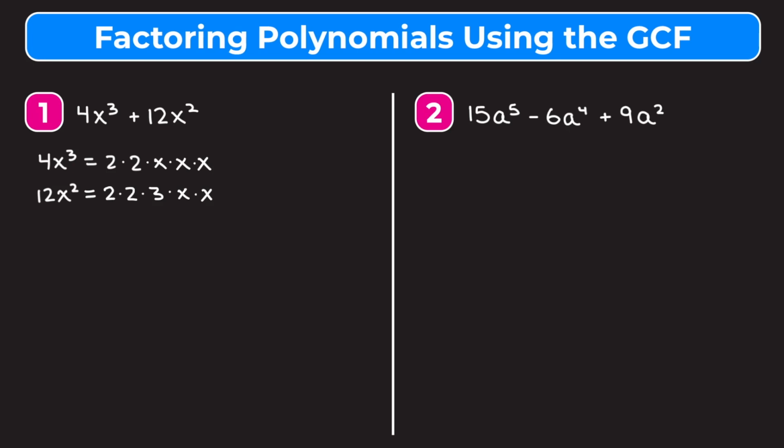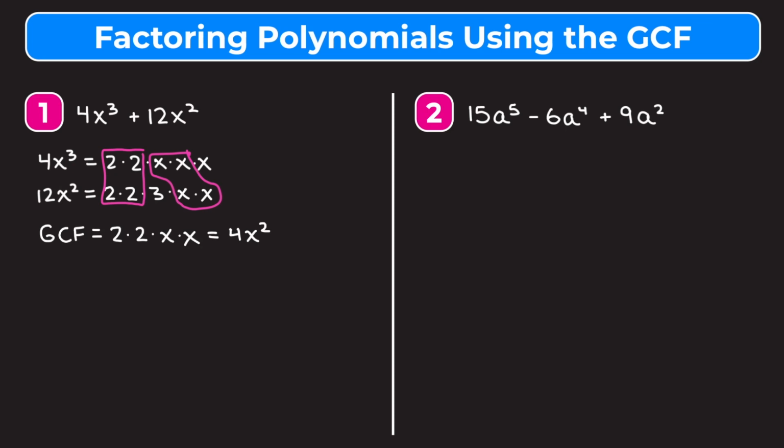Now we're going to circle what they have in common in order to find the greatest common factor. So they've got 2 2's in common, and they've got 2 x's in common. So down here we're going to write the greatest common factor, which is going to be all of the factors they have in common multiplied together. So they have 2 2's and 2 x's. If we multiply this out, 2 times 2 is 4, x times x is x squared. So we know the greatest common factor is 4x squared.